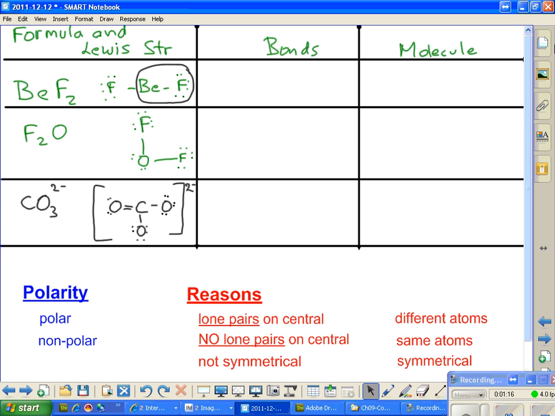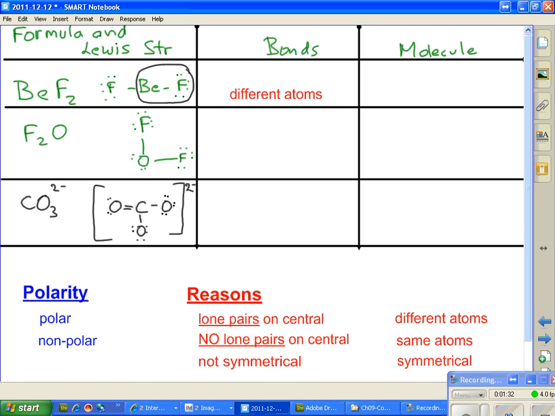And I'm going to put up the reason first. And the reason for this is going to be because we have two different atoms. Because we have two different atoms, that bond is going to be polar. And the thing that the students in class today seemed to find most troublesome was separating a bond, or a pair of atoms that's put together with a bond, from the entire molecule.